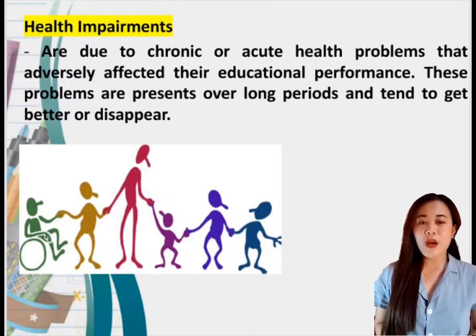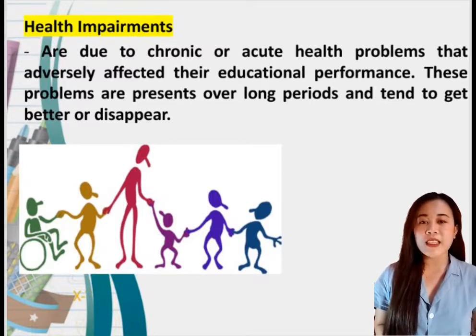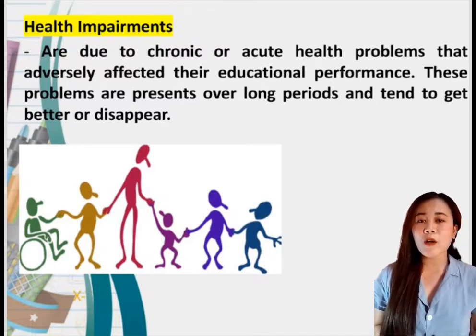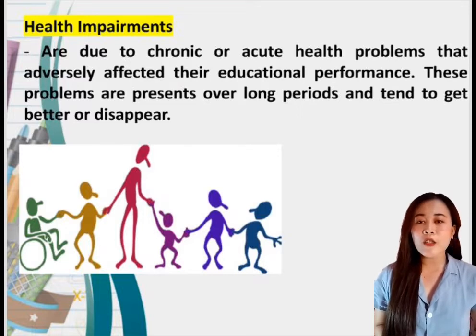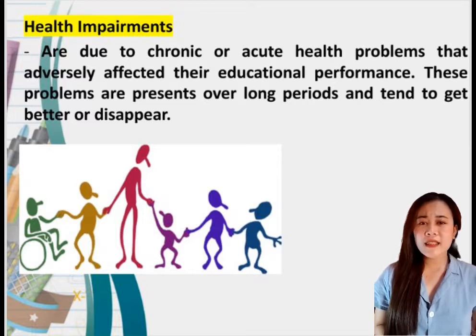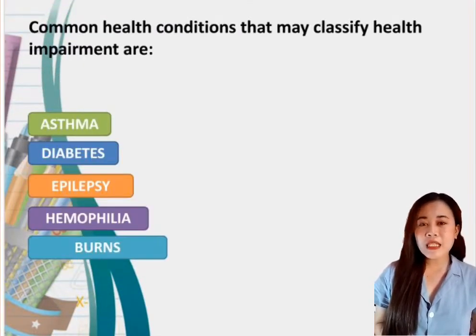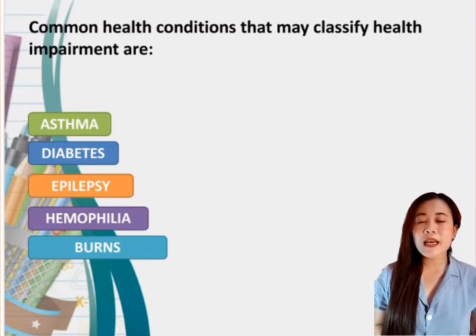Children with these health problems are not usually confined in hospital except during attacks or flare-ups of their diseases. In many instances, health impairments result in poor school performance and social acceptance, so as a future educator, it is really important to be aware of these problems. Among chronic illnesses, common health conditions that may classify as health impairments are asthma, diabetes, epilepsy, hemophilia, and burns.